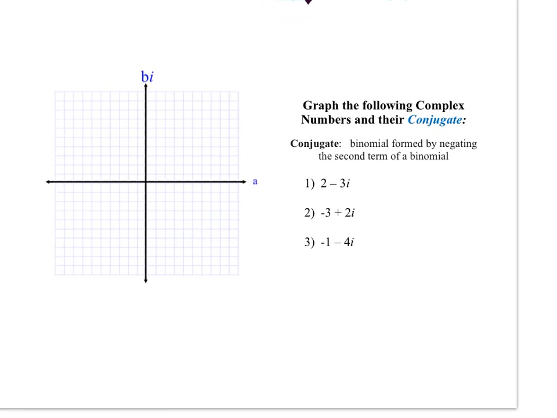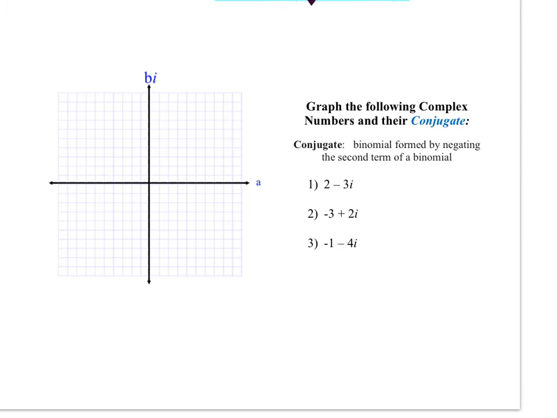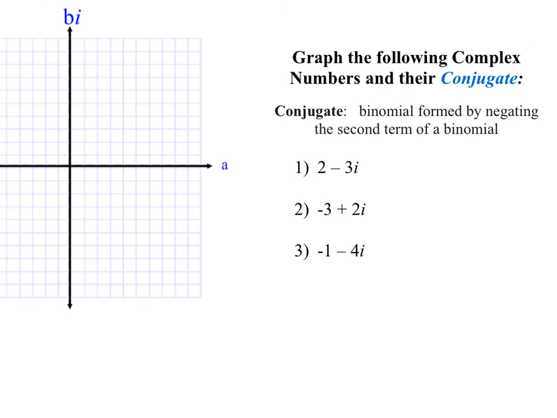So moving down here, we are going to graph these numbers and their conjugates. Okay, so just as you can see here, it says a conjugate is a binomial formed by negating the second term of a binomial. So here, this is a binomial, it's got 2 terms. This is the second term, and that's its sign. So its conjugate is 2 plus 3i.